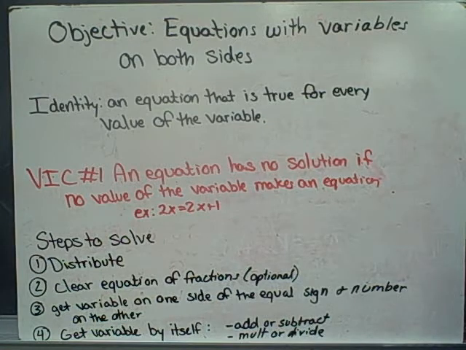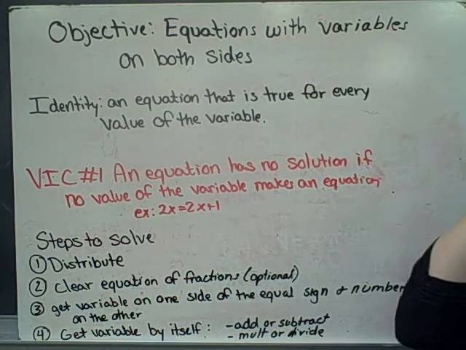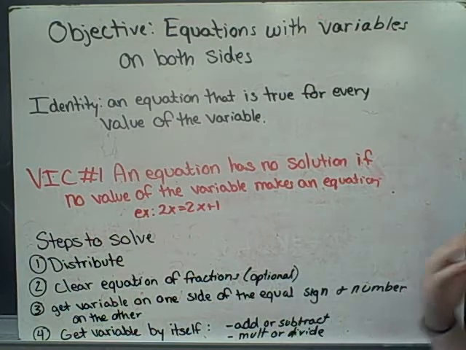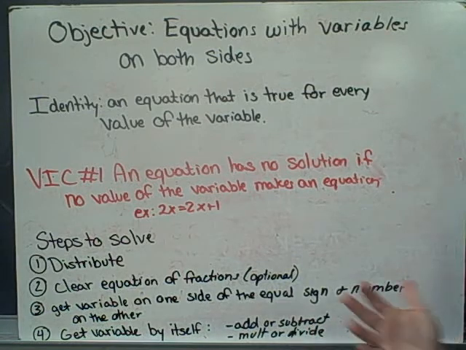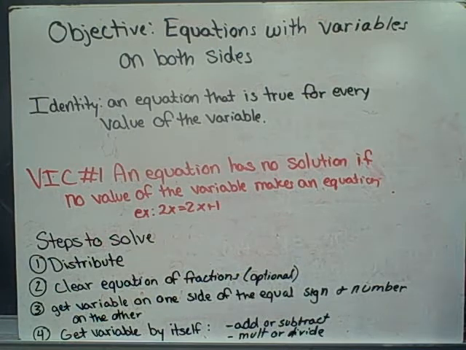Equations with variables on both sides. First, we have definitions. Identity. An identity is an equation that is true for every value of the variable. So in other words, it would not matter what value I plugged in for that variable in a particular equation. If any number in the known world worked and made that equation equal, we would have an identity. Okay? Very important concept number one.